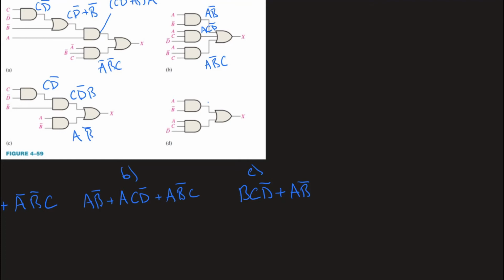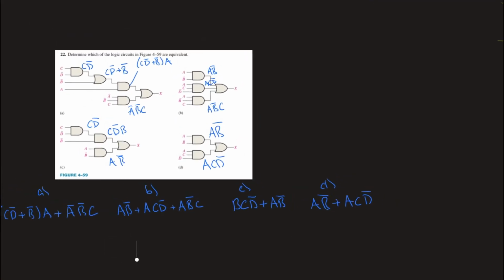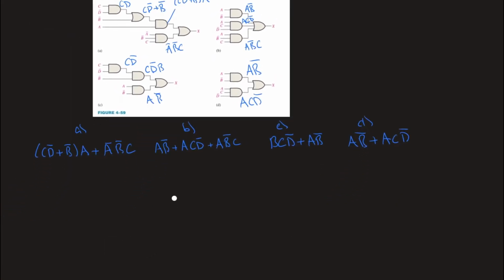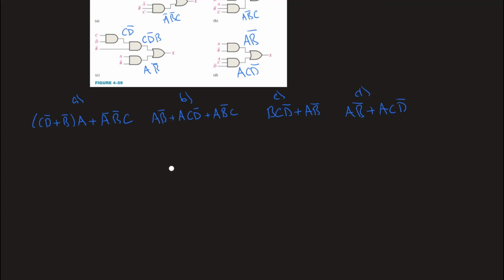And then finally our last one, we have A B naught, we have A C D naught, and that's going to an OR gate. So we have A B naught or A C D naught. Alright, let's look at what we got here. Are any of these the same yet? It doesn't look like they are, does it? So let's try to multiply things out.